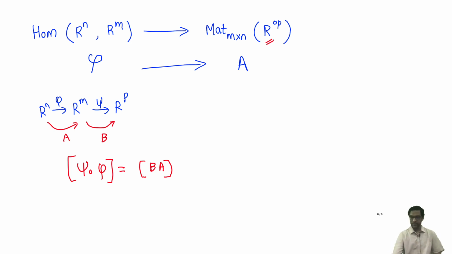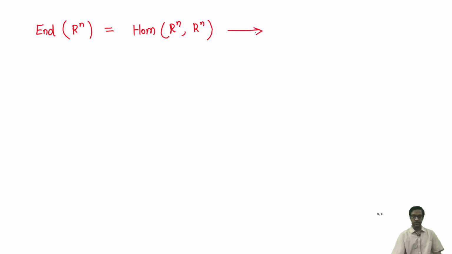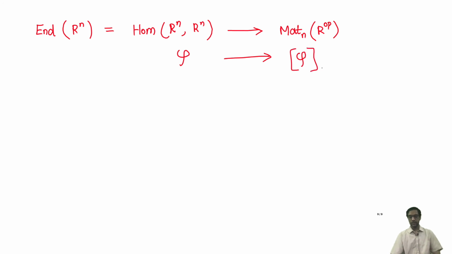Okay, and in fact we can also do the special case when n equals m. Recall we call these the space of endomorphisms. So if I just take n equals m, then End of R^n just means all module homomorphisms from R^n to itself. And to every such homomorphism we can associate an n cross n matrix. So let me just say Mat_n, meaning n cross n matrices whose elements are in R op. This is called the matrix of this homomorphism.